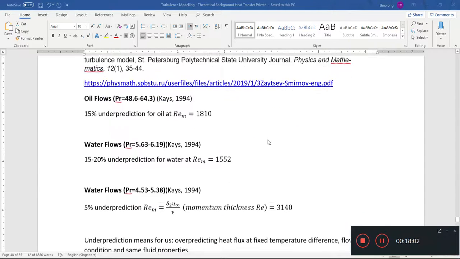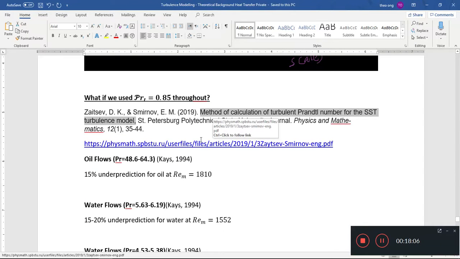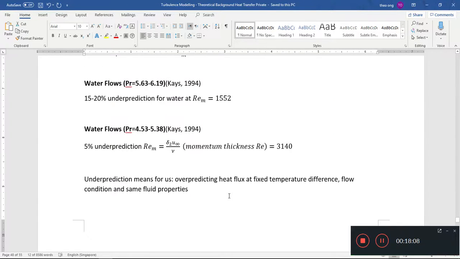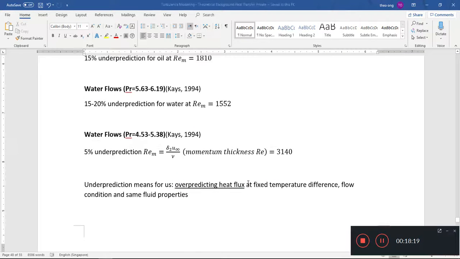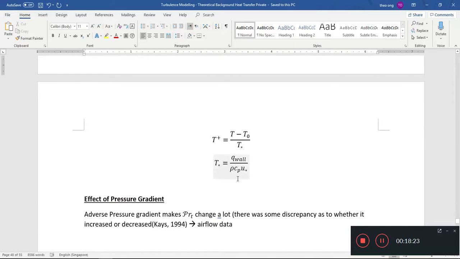Very similar in concept to what we have above, but they just have a new kind of model. Again, the idea is that when you get this under prediction of T plus, it means over predicting heat flux. So that's from the paper which you see here. You can see, take a look yourself.